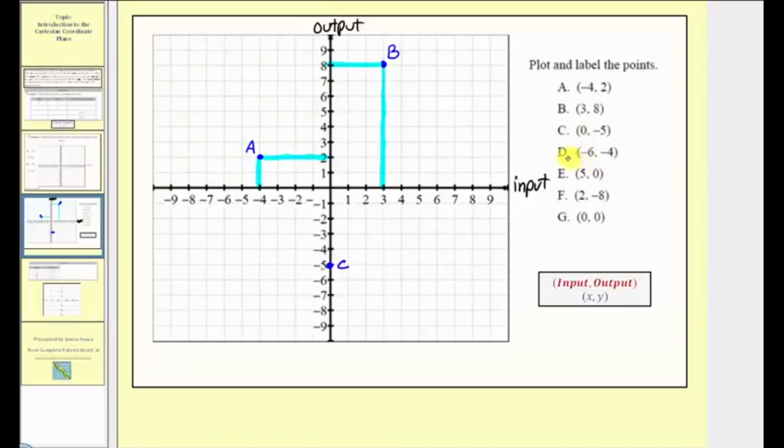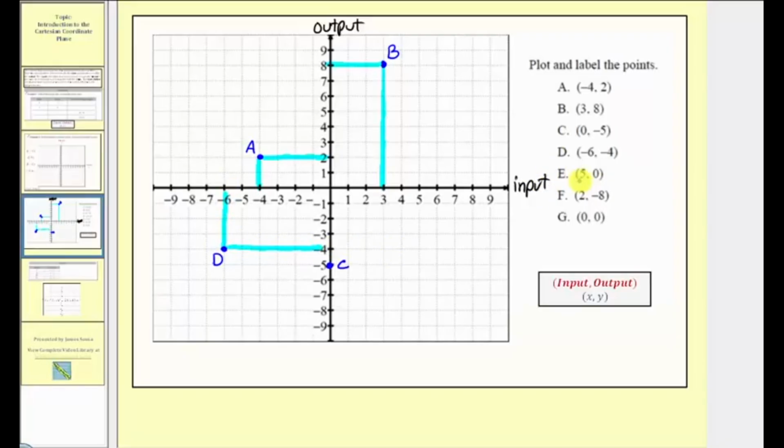For point D we have the ordered pair -6, -4. We have an input of -6, an output of -4. So because the input is -6 from the origin, we would move left 6 units to -6 on the horizontal axis. And because the output is -4, from here we go down 4 units to the output of -4. This is the location of point D. Once again, notice how we have an input of -6 and an output of -4.